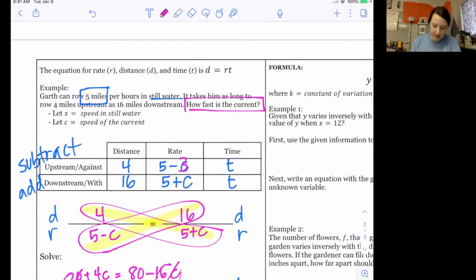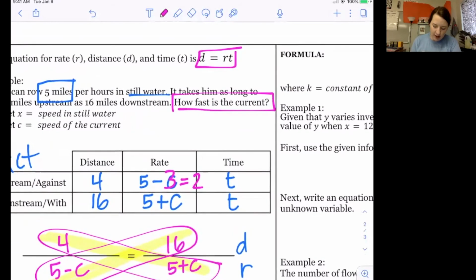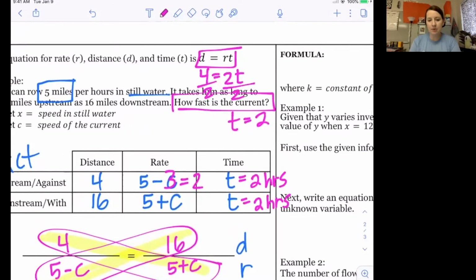So let's just plug it into the upstream. My rate upstream is 2 miles per hour. So I could plug distance and rate in. So I have 4 equals 2 times T. When I divide by 2, I find out that T equals 2. We're measuring time in this for hours. So it's going to take him 2 hours to swim 4 miles upstream, and it's going to take him 2 hours to swim 16 miles downstream, or I guess row 16 miles downstream.